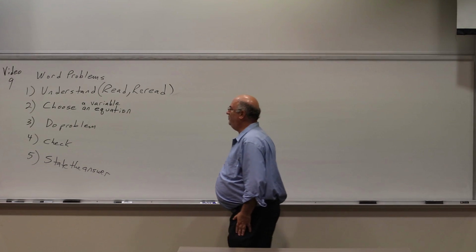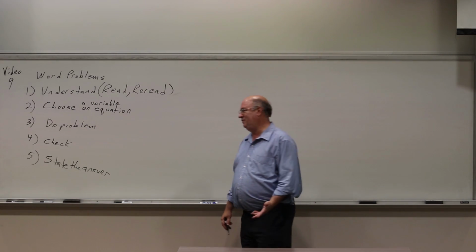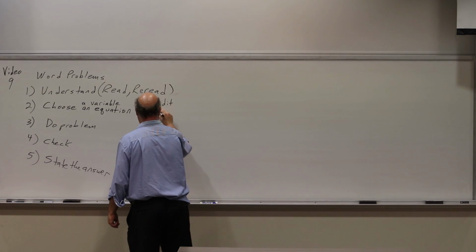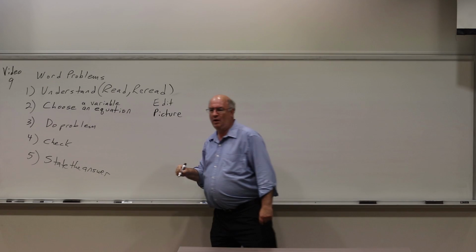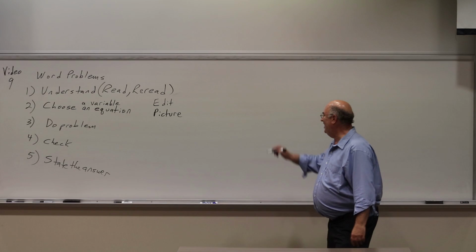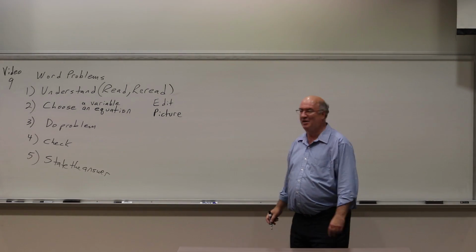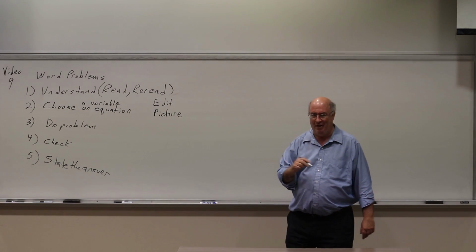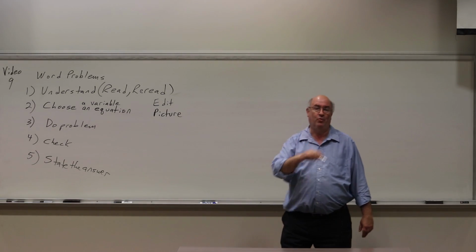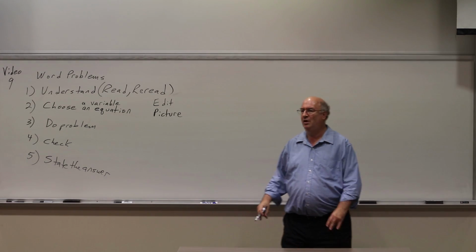All right, so the first thing we do is understand the problem. We read it and we reread it if we have to. At this point, I call it edit. My wording of edit means cross out all the stuff you don't need. It could be important background information, but you don't need it for the math problem, so I just cross it out. And then you can always draw a picture. If you're doing the perimeter of a rectangle and you want to focus on what it looks like, you can always draw a picture.